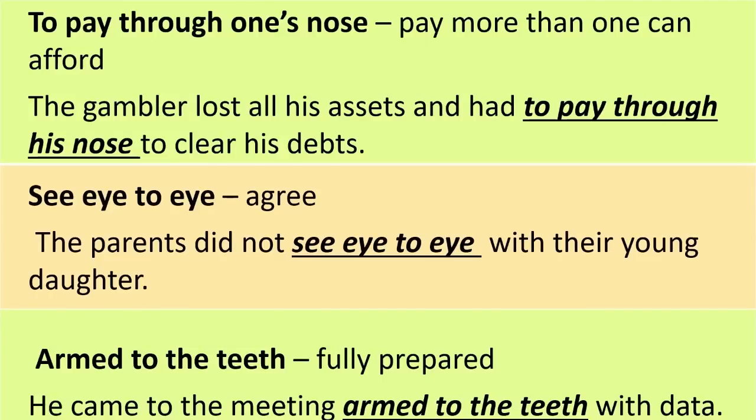The idiom to pay through one's nose means to pay more than one can afford. The gambler lost all his assets and had to pay through his nose to clear his debts. The next idiom, see eye to eye, means to agree. The parents did not see eye to eye with their young daughter. The daughter was saying something, the parents did not agree. That is, see eye to eye.